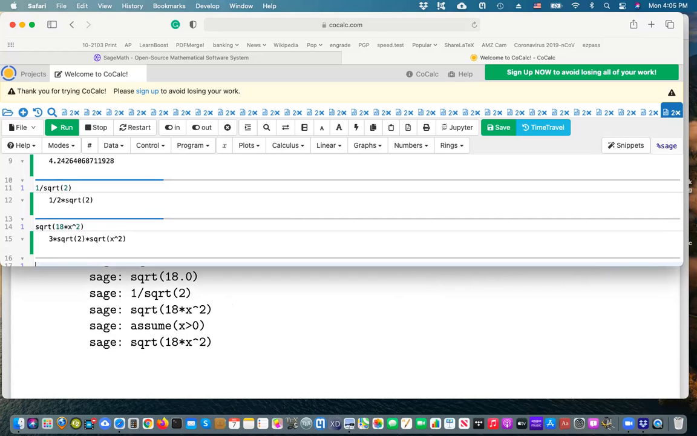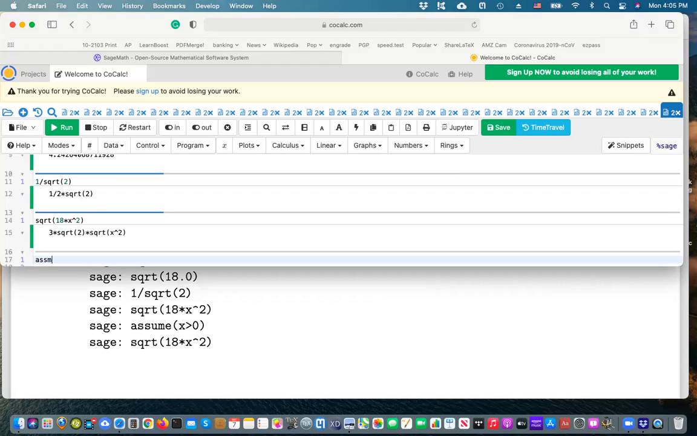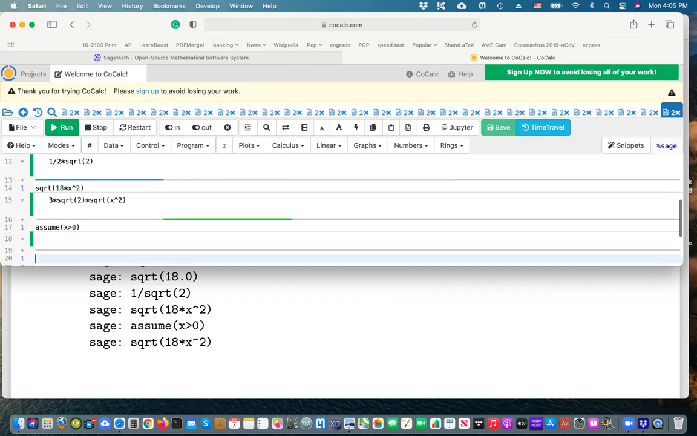All right, so I'm going to type in the next line of code. The next line said, assume x is greater than 0. In other words, a positive number. Now, when I go through the notes, I'm always telling you that things may not be entirely true unless x is a positive number, right?